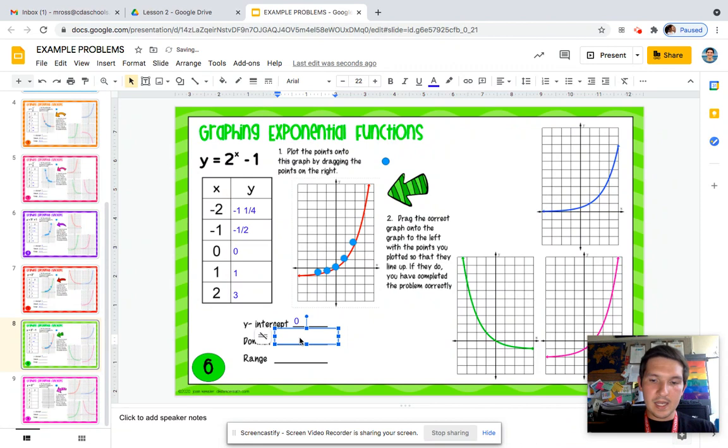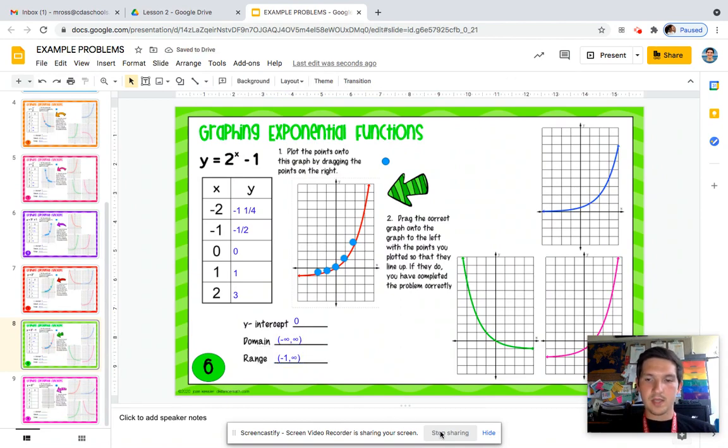Your y-intercept in this scenario is actually going to end up being 0. Your domain is the same as always. It's going to be -infinity to infinity. And then our range this time is actually going to be -1 to infinity. All right, let me know if you have any questions. That is problem number 6.